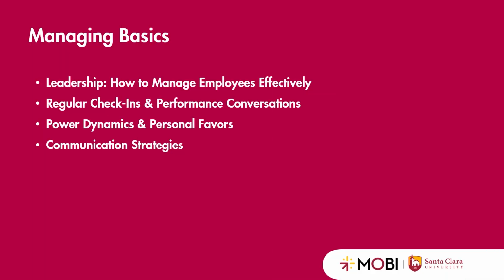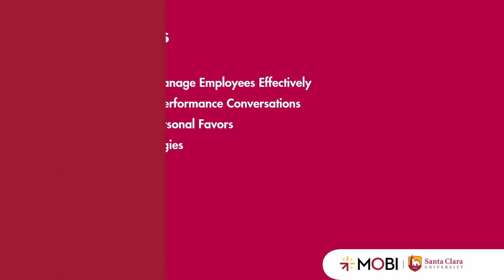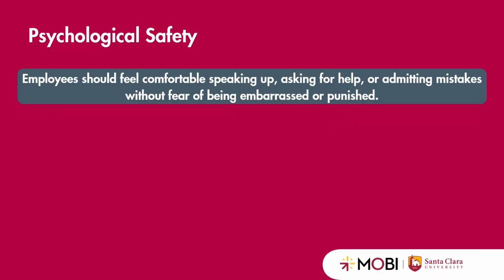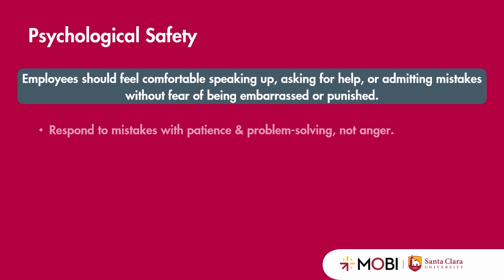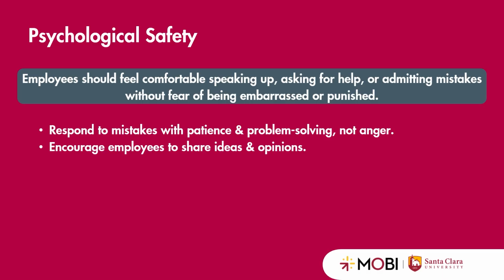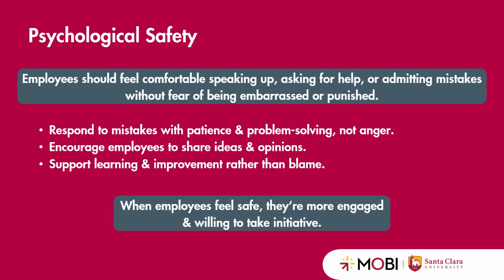Our next management topic is psychological safety. Employees should feel comfortable speaking up, asking for help, or admitting mistakes without fear of being embarrassed or punished. To build this type of work environment, respond to mistakes with patience and problem solving, not anger. Encourage employees to share ideas and opinions. Support learning and improvement rather than blame. When employees feel safe, they're more engaged and willing to take initiative.